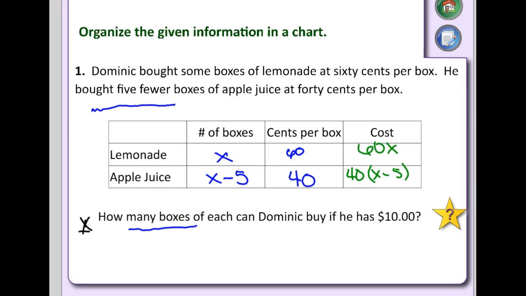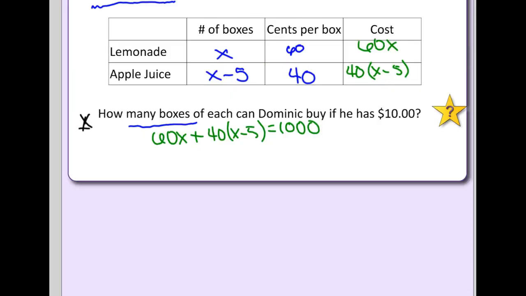All right, so now that I have my chart, we need to come up with our equation. It says he had $10 to spend. So we're going to realize that it's going to be the lemonade, which was 60 cents a box, plus the apple juice, which was 40 cents a box, and he still had a total of $10. Now, if you notice, I didn't put the dollars and cents sign in. I'm going to keep everything as cents, and it'll make it a little bit easier for us as we go through and solve. So, what do you think we need to do first? Yep, that's right. We need to take care of our distributive property. So we've got 40x, and 40 times negative 5 is negative 200.